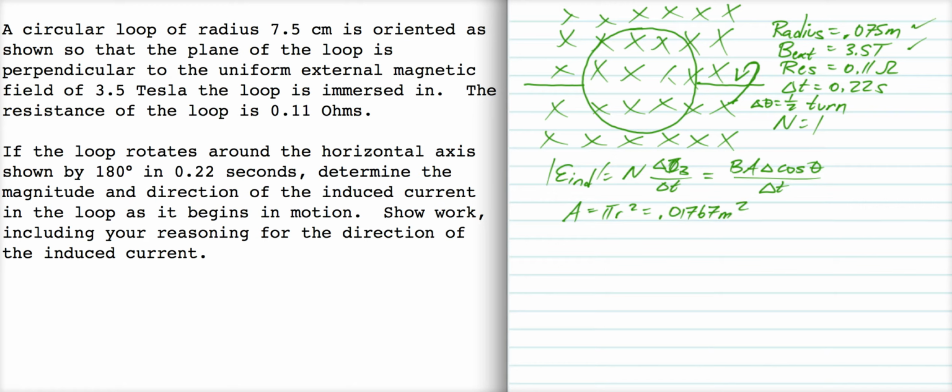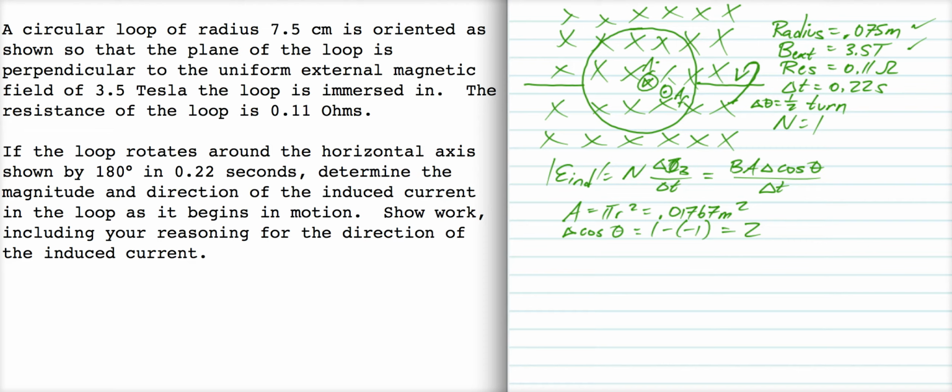And then delta cosine theta, well, if we're turning 180 degrees, then if we say that this is the initial area vector, so that theta is 0, then the final area vector would point out of the page, right? So cosine theta would change from 1 to -1. So the delta cosine theta term is actually 2.